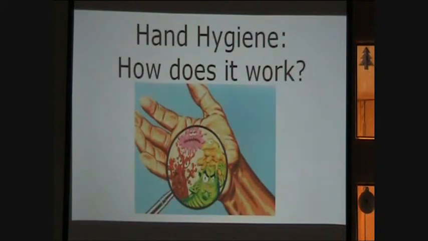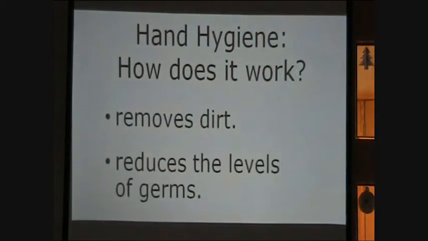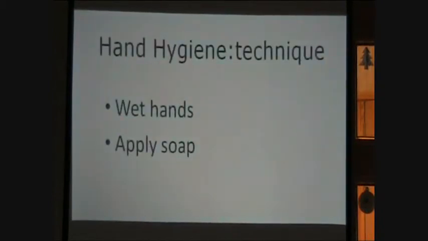How does hand hygiene work? Hand decontamination works by removing dirt and reducing the levels of germs on your hands. When you wash your hands, you should start by wetting your hands, preferably with warm water. Then apply liquid soap. You should not use bar soap. Ensure that all surfaces of your hands and wrists are washed.